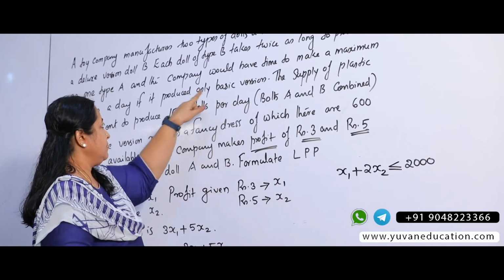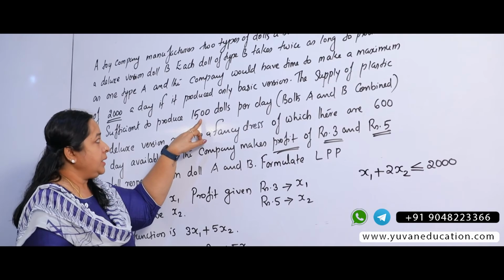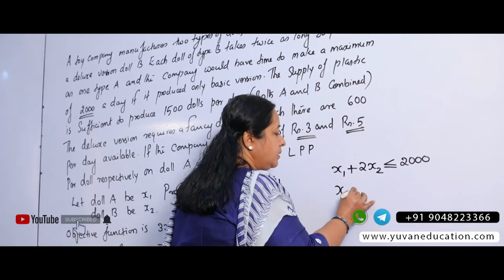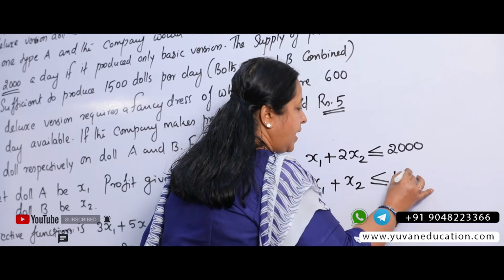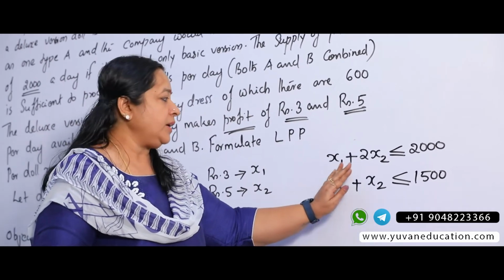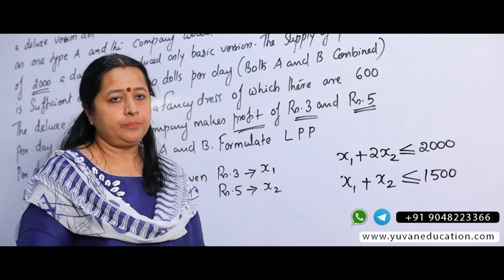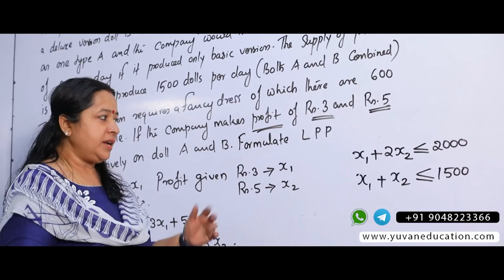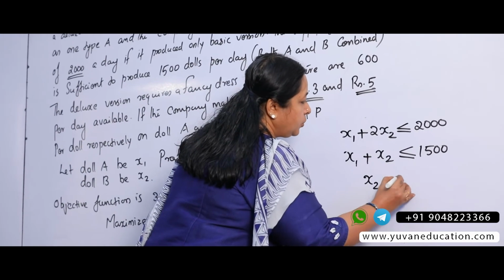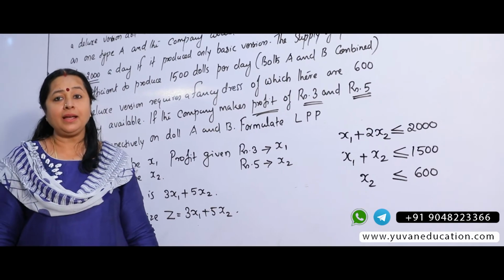The second equation is the supply of plastic. Total plastic availability is for 1500. So x1 plus x2, not more than that, so less than or equal to 1500. If only x2, 1500. If only x1, 1500. So x1 plus x2 less than or equal to 1500. The next constraint is fancy dress. That is only for 600. So x2 less than or equal to 600. These are the constraints. There are three constraints.